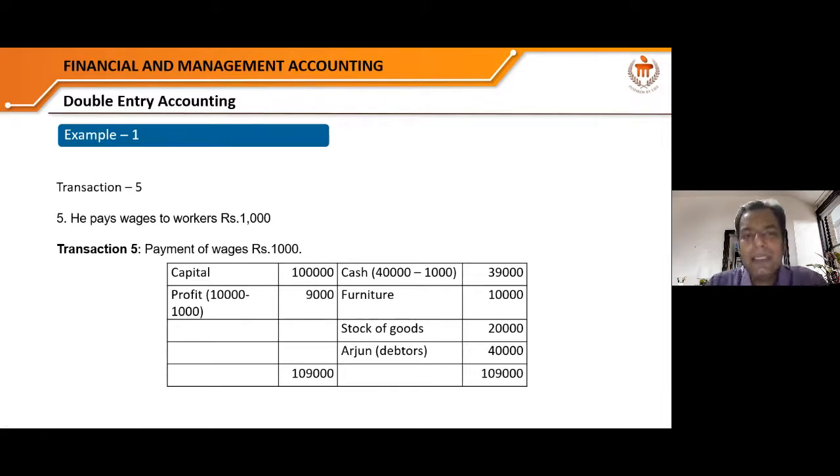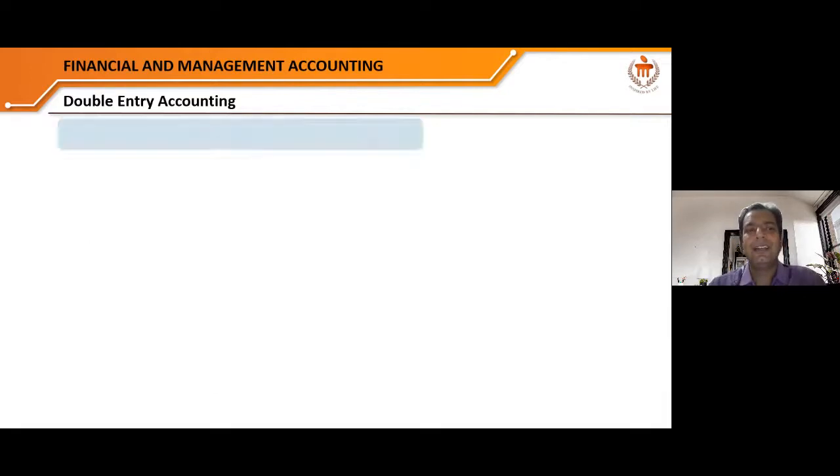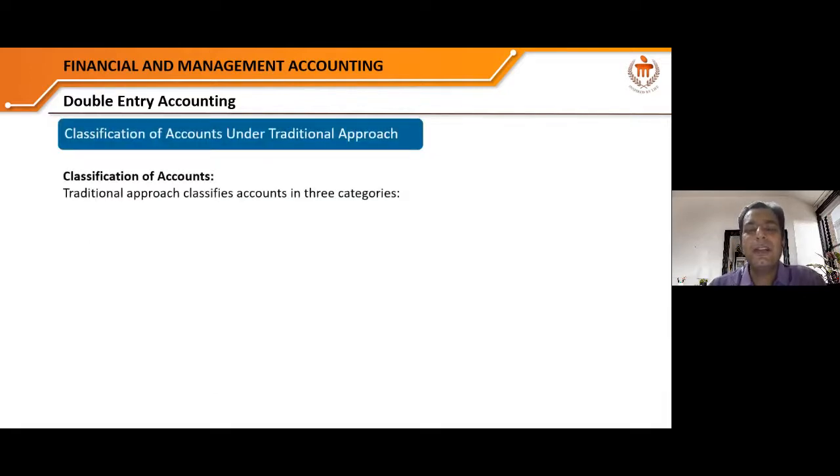Now this is where you are supposed to be 100% clear. Otherwise, the next concepts or next classes will feel like they are out of the normal understanding, right? We move next. Now we talk about accounting classifications. How accounts are being classified.